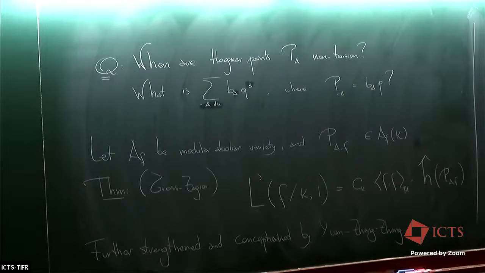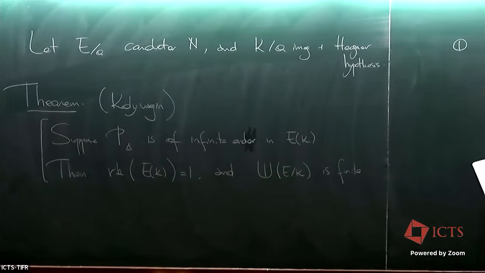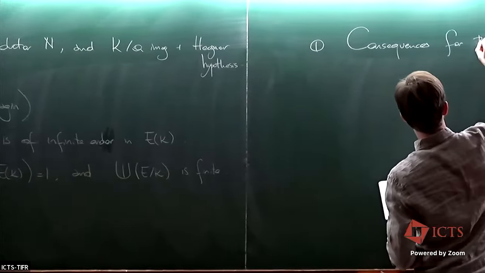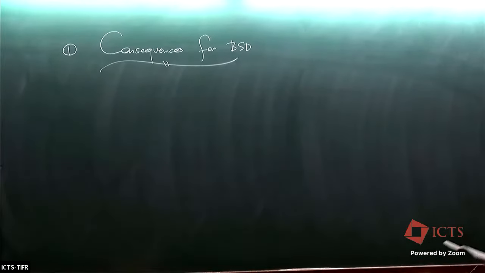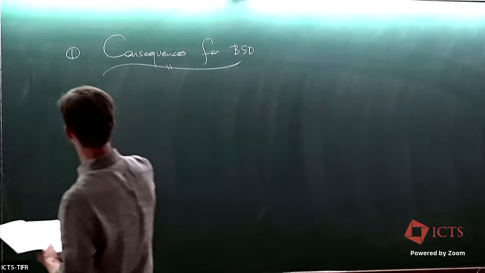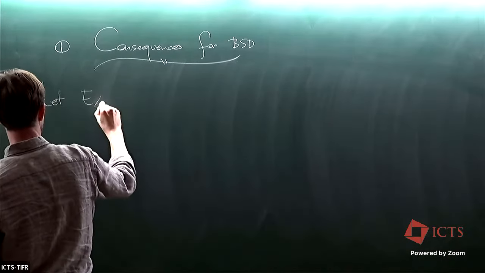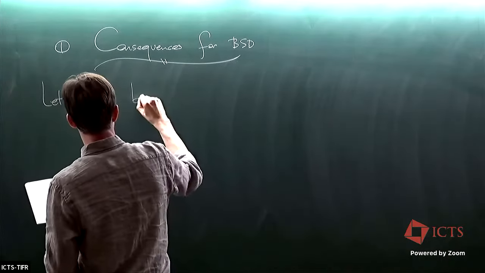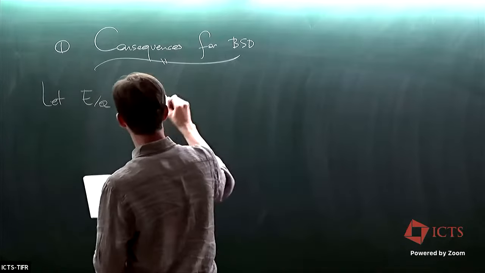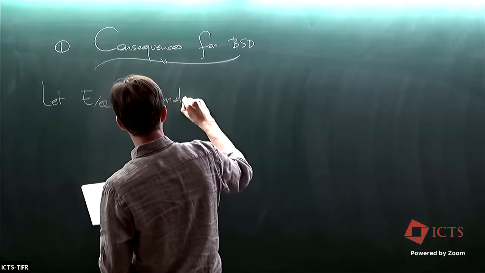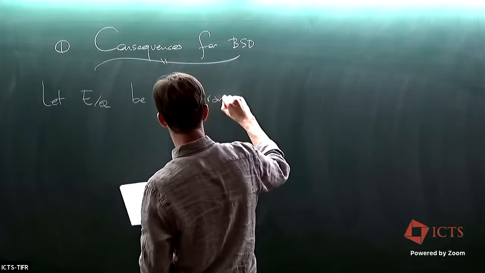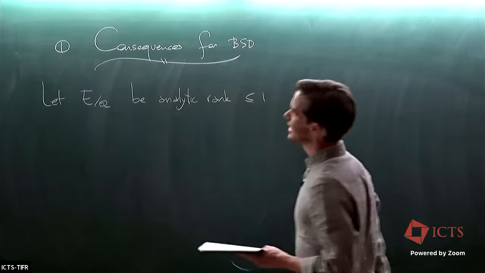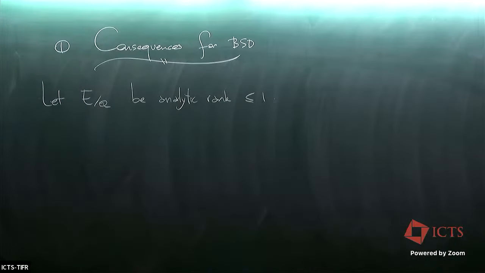I would say more, but let's cut it a little bit short and point out some consequences for the BSD conjecture of these two theorems. Now, suppose that we have our situation just as before. So E over Q is an elliptic curve defined over Q with conductor N. And suppose that its analytic rank, or the order of vanishing of its L-series, is at most equal to 1. So it's either 0 or 1. That's what I'm supposing.